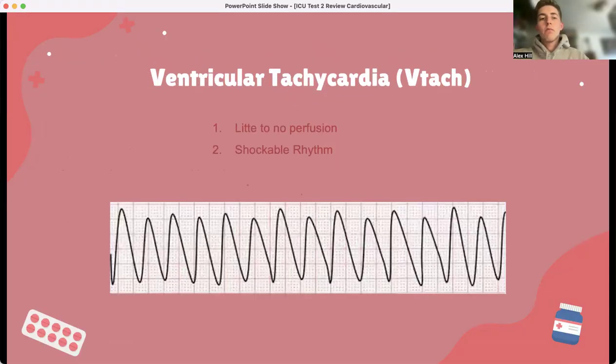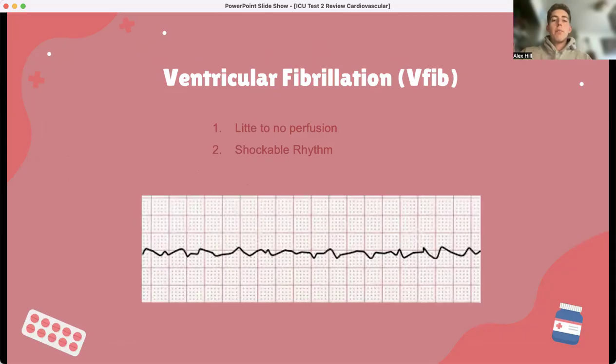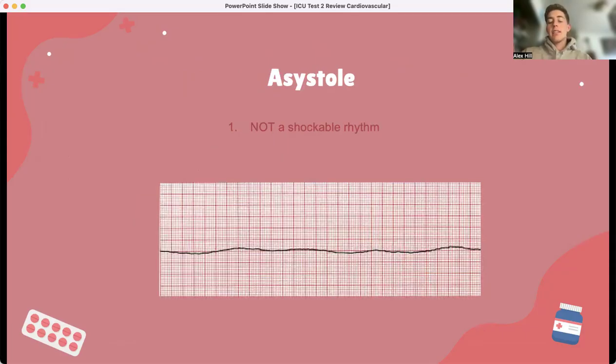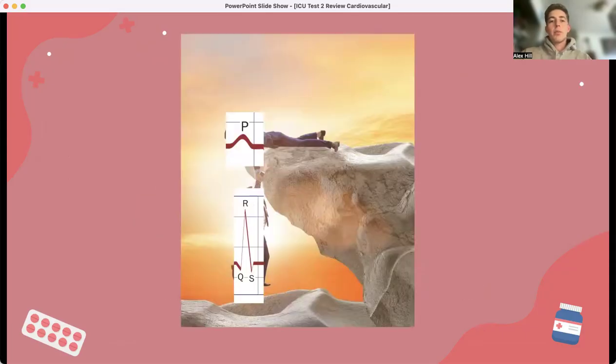Okay. All right, so then you have VTAC, it's long waves, and this is not perfusing, right? So you will feel their pulse too. Just because they have electrical activity doesn't mean they'll have this nice pulse. And this is a shockable rhythm, fib, shockable, and then asystole, you do not shock this. It's not going to work.